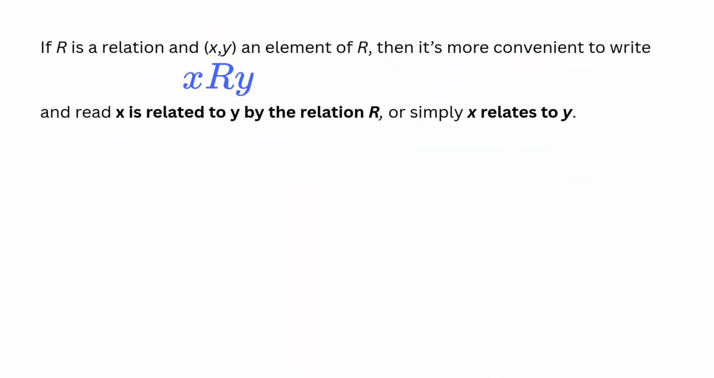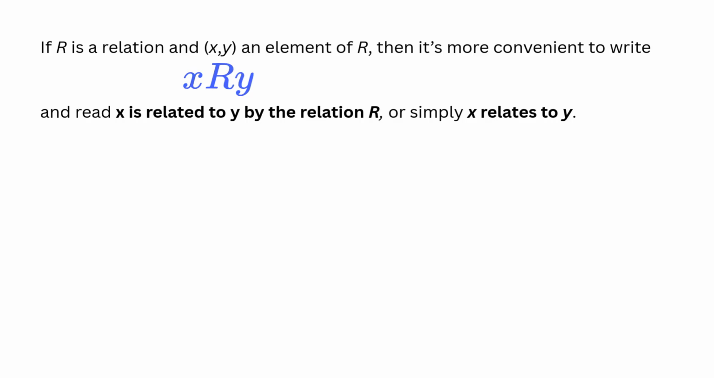If R is a relation and the pair (x, y) is an element of R, it's more convenient to write xRy and read x is related to y by the relation R, or simply x relates to y. A relation is the most basic way to establish connections between sets. Depending on additional requirements we may place on it, we can reproduce other known concepts.